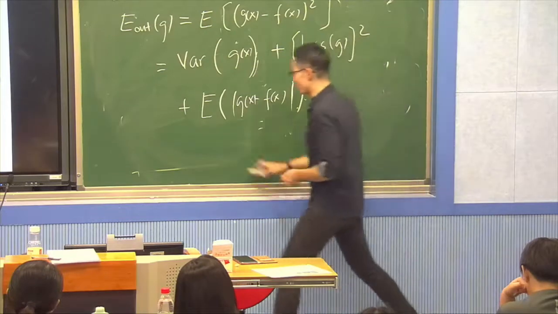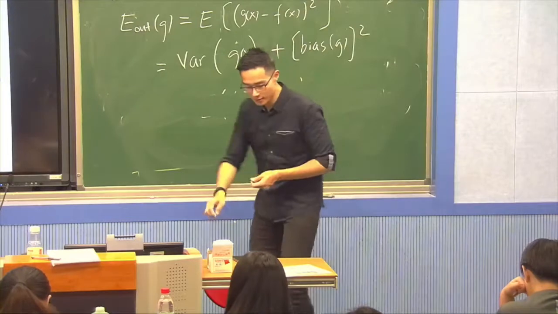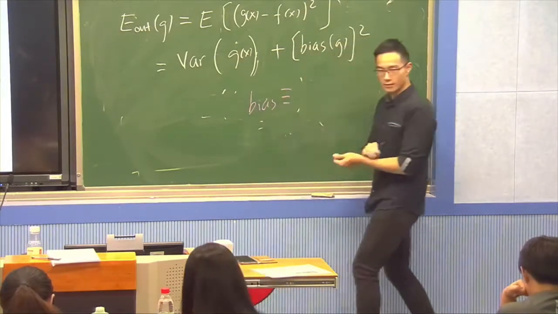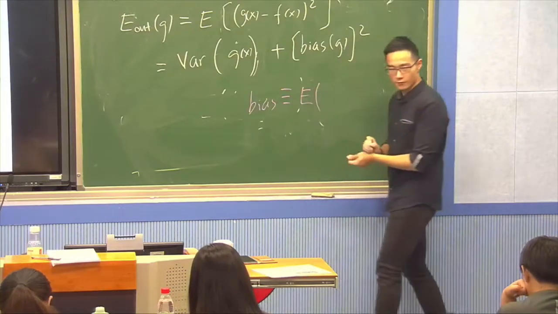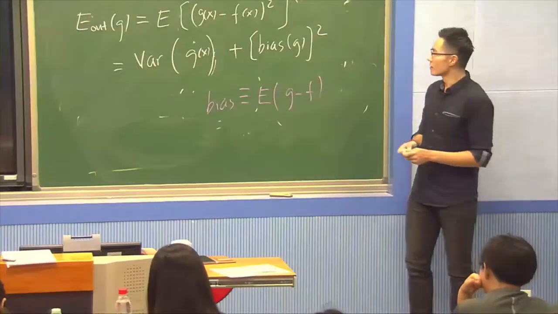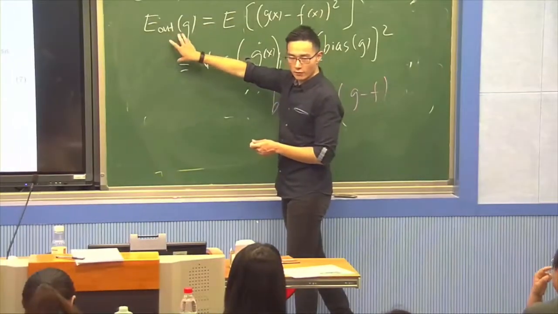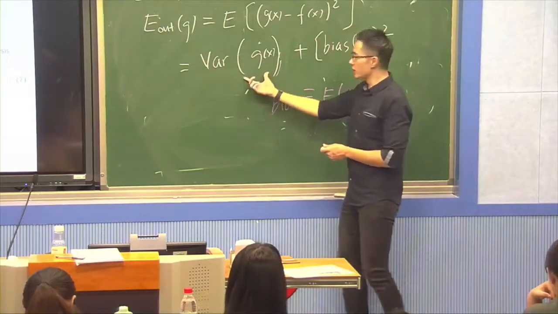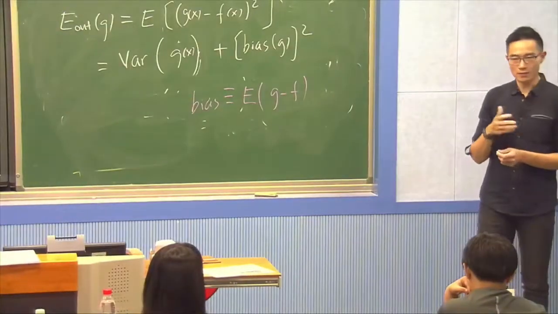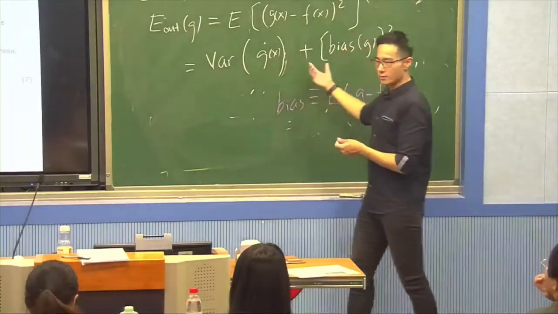Where I define bias as the expected difference between g and f. So basically, I go from here to here. The out-of-sample error of a hypothesis G becomes the variance of G plus the bias of G squared. And that's what we call the bias-variance decomposition. We can split the out-of-sample error into two parts: one is called the variance, the other is called the bias.